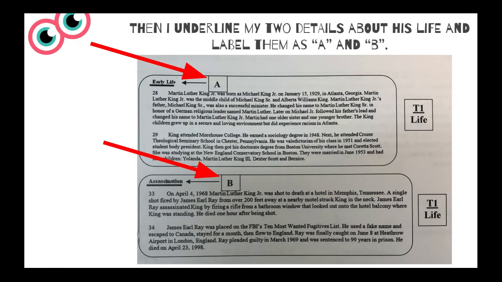Then I'm going to underline my 2 details about his life and label them as A and B. Even though my whole T1 paragraph is going to be about his life, I'll need to have 2 details. In the first one, my A detail will be about his early life, and then my B detail will be about the end of his life, his assassination.